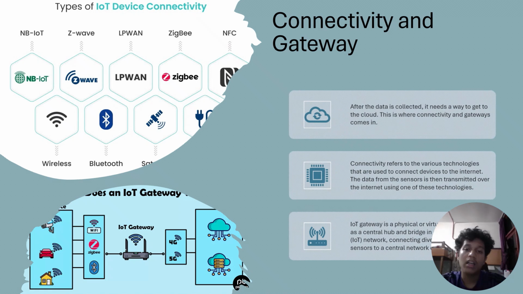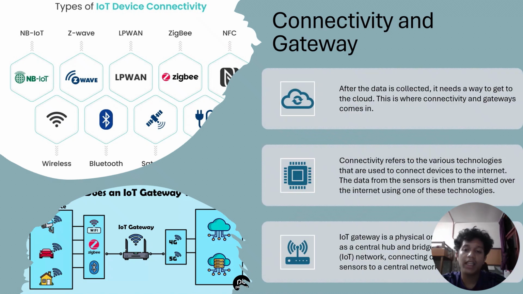And for connectivity and gateway, after the data is collected, it needs to get into the cloud. This is where it comes in. Connectivity is the many technologies that are used to connect devices to the internet. For example, satellite, wireless, Bluetooth, NFC, and all of that. The data from these sensors is transmitted over the internet using one of these technologies. An IoT gateway is like a central hub connecting all of these sensors to a central network to go to the cloud.